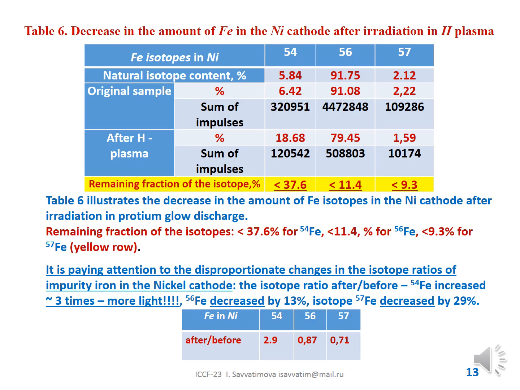Table 6 illustrates the decrease in the amount of iron isotopes in the nickel cathode after irradiation in protium glow discharge. Pay attention to the disproportionate change in isotope ratios of impurity iron in the nickel cathode. The content of isotope iron-54 increased approximately 3 times, and other isotopes decreased.